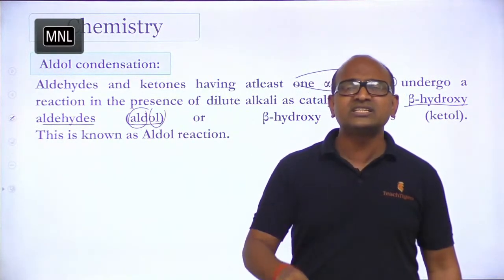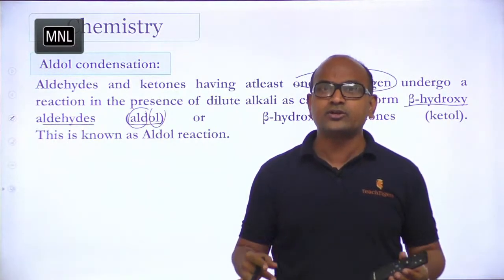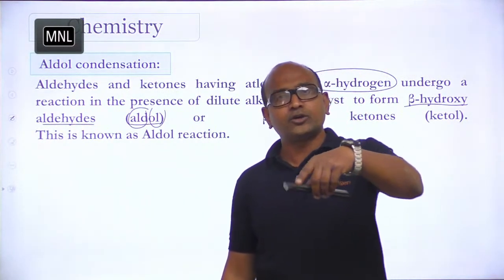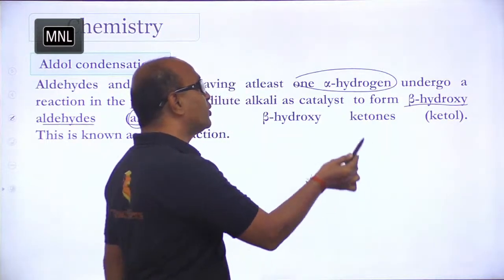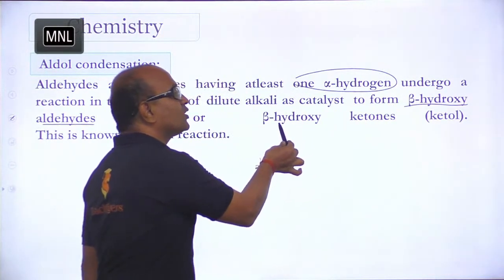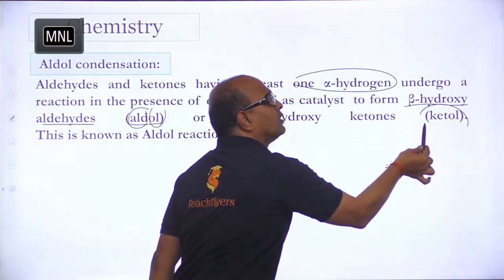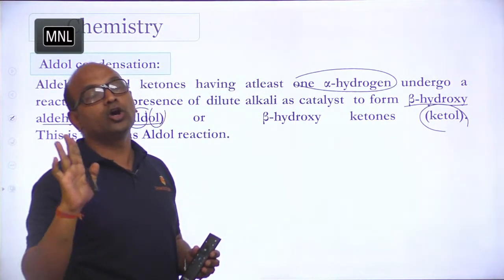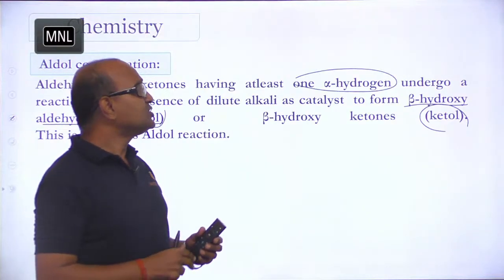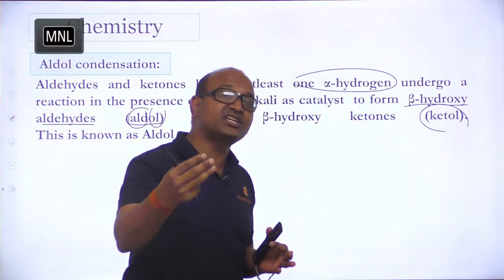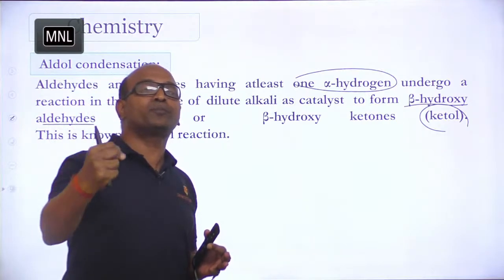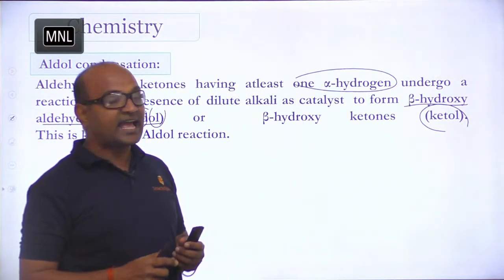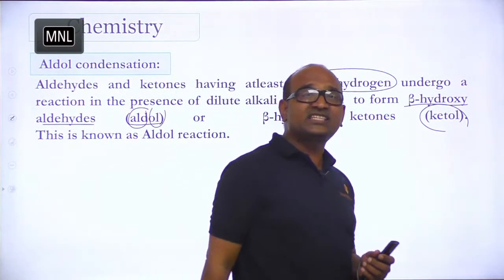And I told you this reaction can be even given by ketones having alpha hydrogen. If ketones react, then the product contains both ketone and hydroxy group. Therefore, we call it ketol. But generally, this reaction is referred to as aldol reaction. Right? So first, we'll see what is aldol reaction. Then we'll see the condensed product of aldol reaction. Is that clear? So let's see.